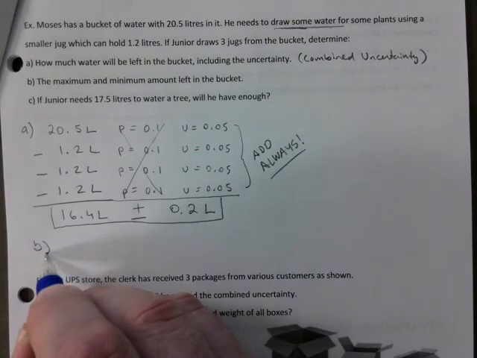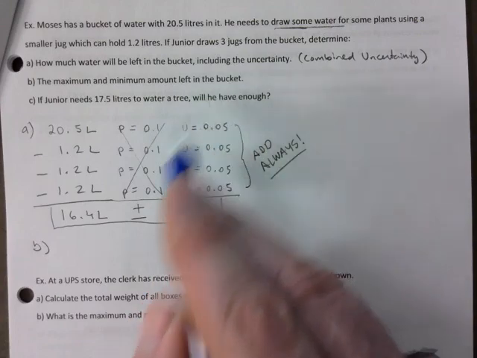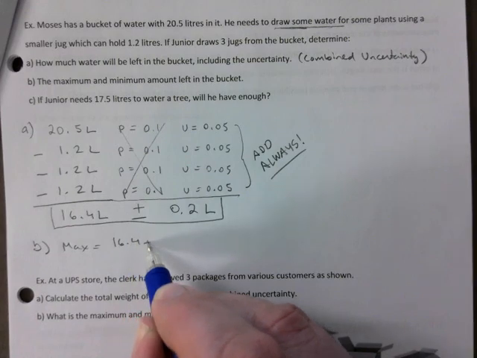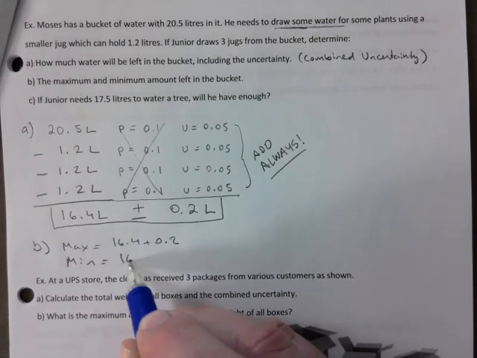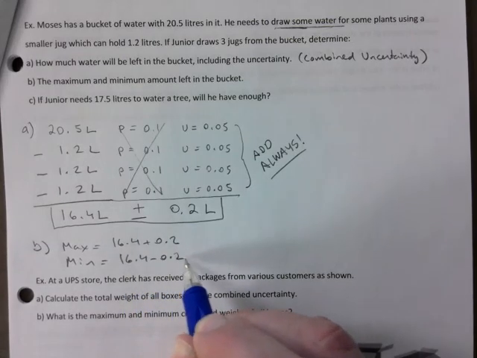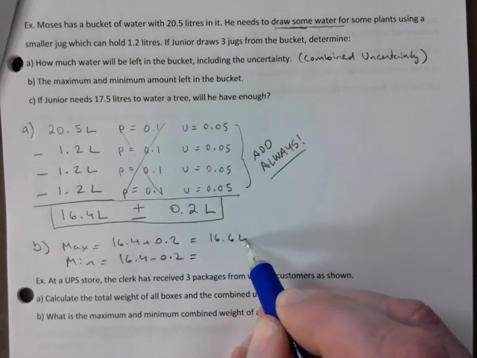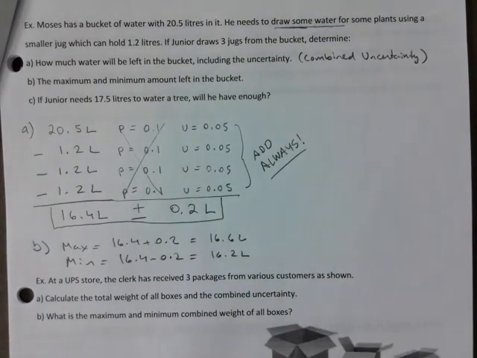B, what is the maximum or minimum amount of left in the bucket? The maximum that could be left there is 16.4 plus 0.2. The minimum is 16.4 minus 0.2. So this would be 16.6 liters or 16.2 liters.